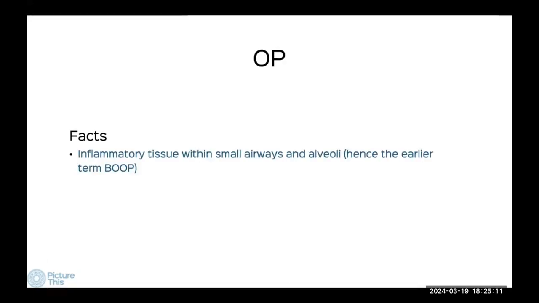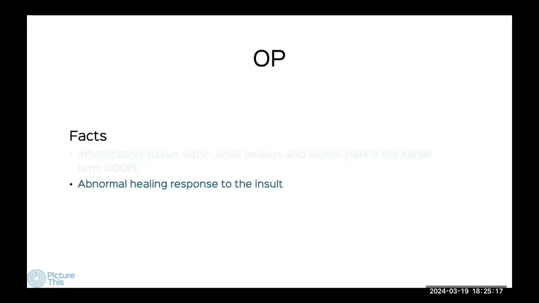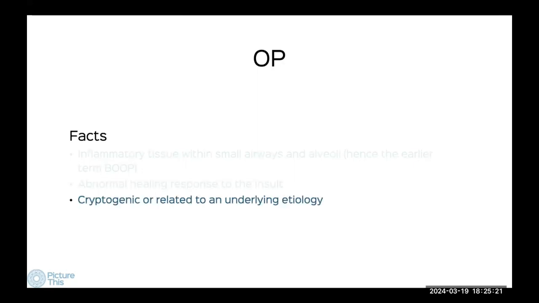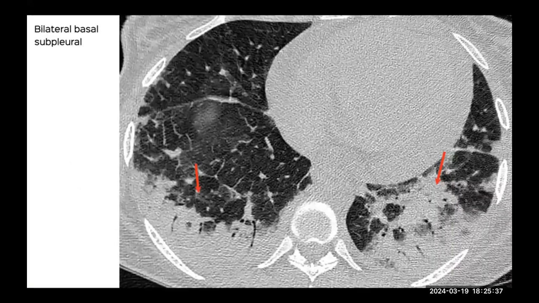So let's move on to organizing pneumonia. It's an inflammatory process within the small airways and alveoli with plugging of the distal bronchioles. It is an abnormal healing response to an insult. If there is no etiology, then we call it cryptogenic, but very often we may find an underlying etiology. There are multiple patterns: predominant consolidation, predominant ground glass, perilobular, mixed, fibrotic, reverse ground glass, or presenting as a nodule or a mass.